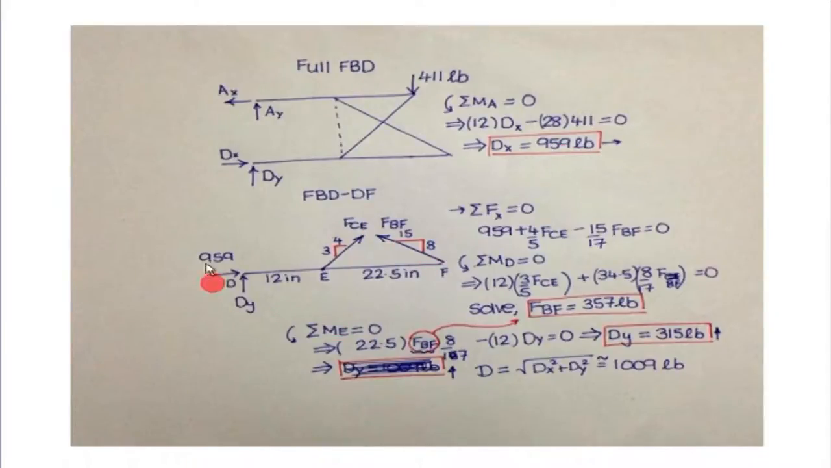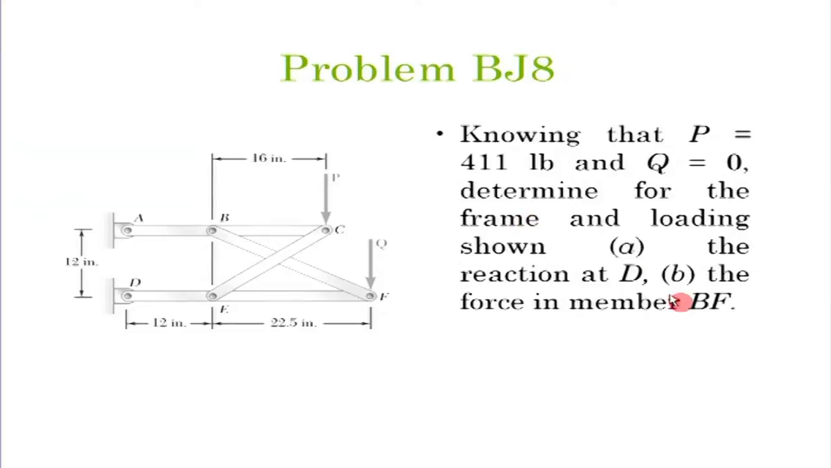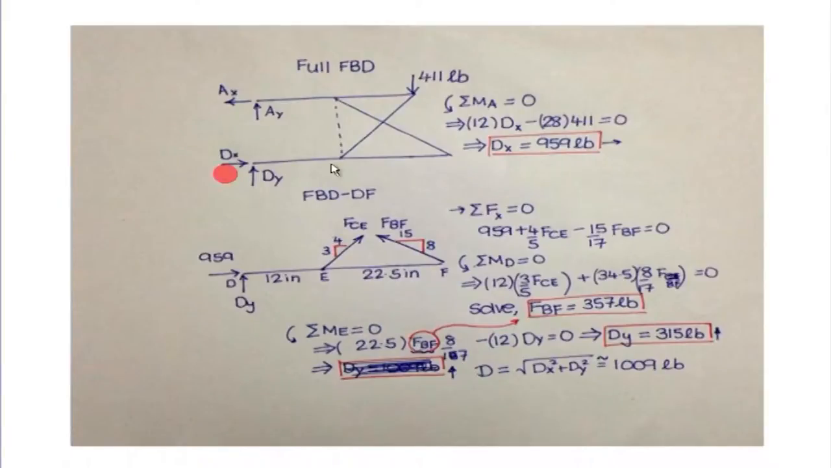Then we draw the free body diagram of this, and there are various ways of solving it. One simple way is what we do. We are also asked to find the force in member BF, this is FBF. We write the equation of equilibrium in the horizontal direction. We already know Dx, so we get one simultaneous equation in FCE and FBF. The second equation is moment balance about this point, because then Dy does not come into the picture, and we only get an equation in terms of FCE and FBF. From these two equations, we can solve and obtain that FBF is equal to 357 pounds.